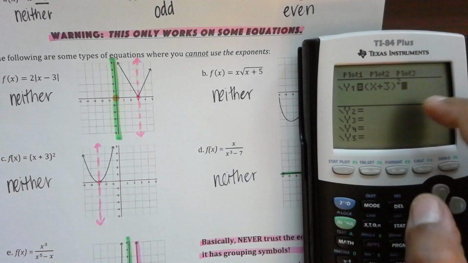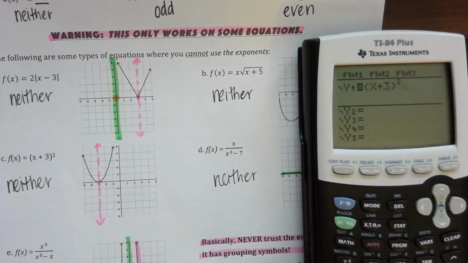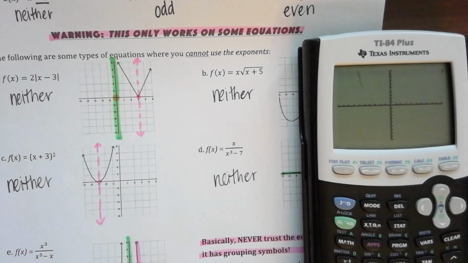Does everybody's calculator look like this? Everybody here? Anybody not here? Everybody with me? Click graph. Would you look at that? Doesn't it look just like that? Okay. So, go back to y equals.